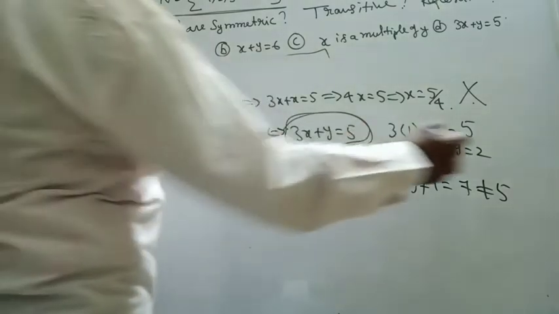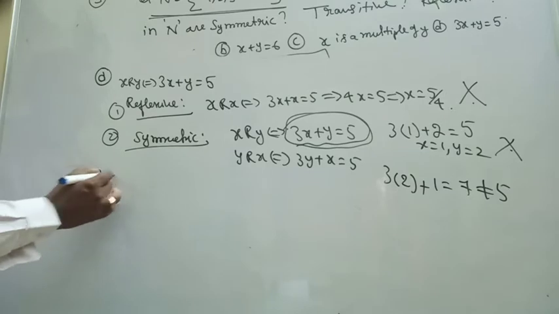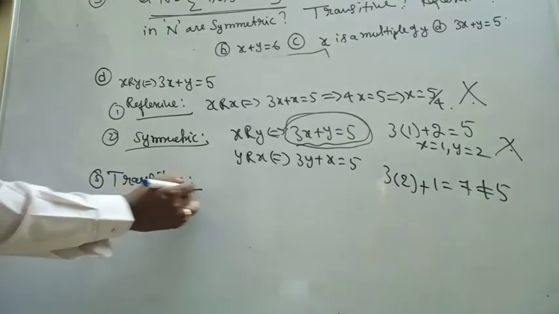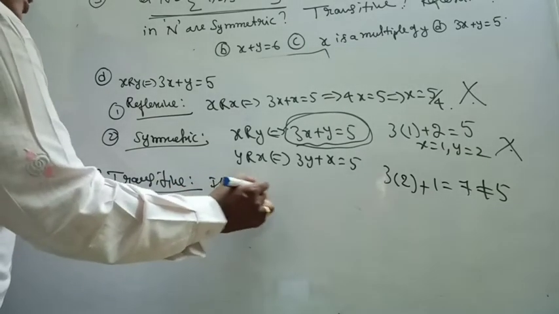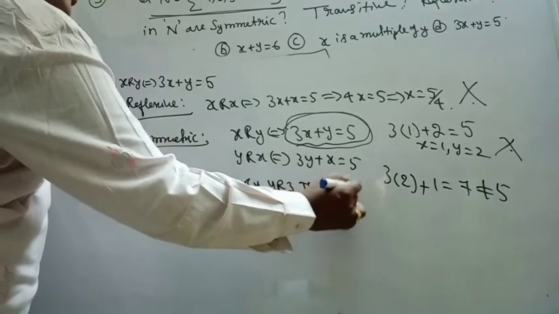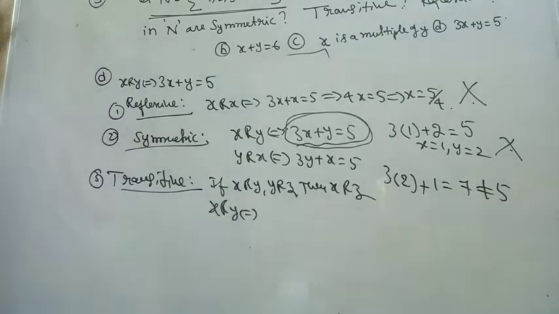It is not reflexive. It is not symmetric also. Similarly, we can easily say that transitive also it won't satisfy. You see here, transitive, what we have here. That means if x is related to y and y is related to z, then what we should prove? x is related to z. x related to y means, my dear students, what we have here.